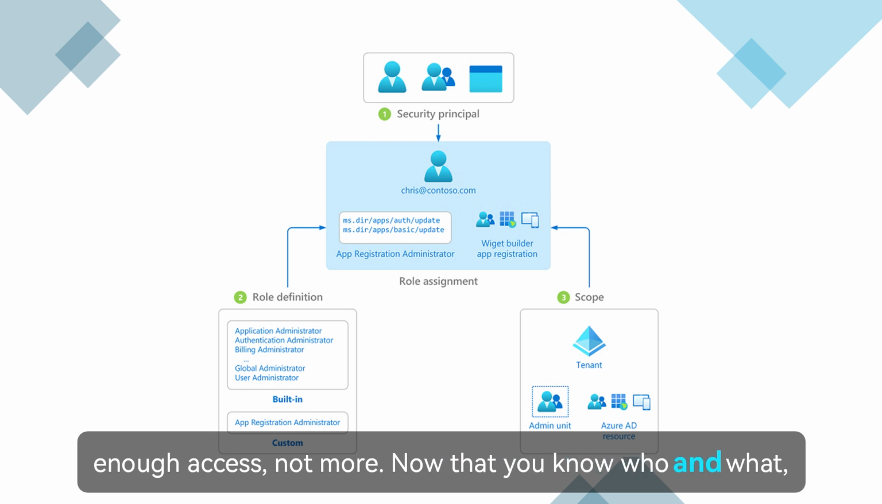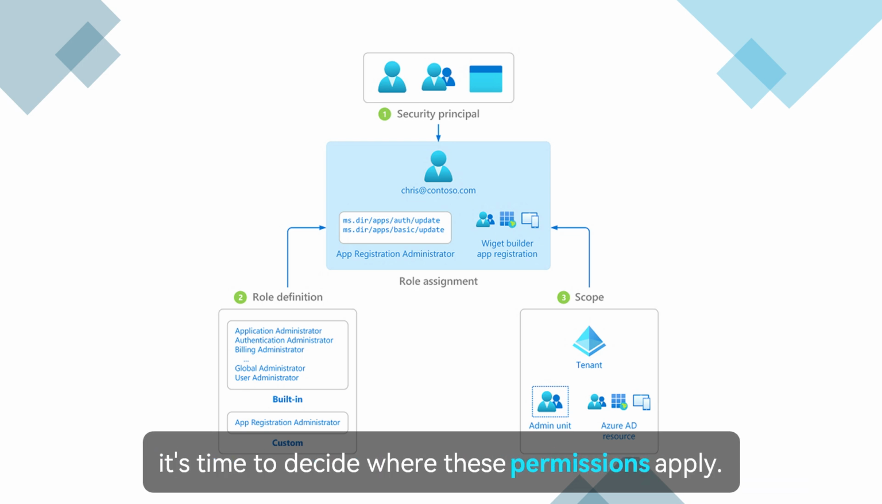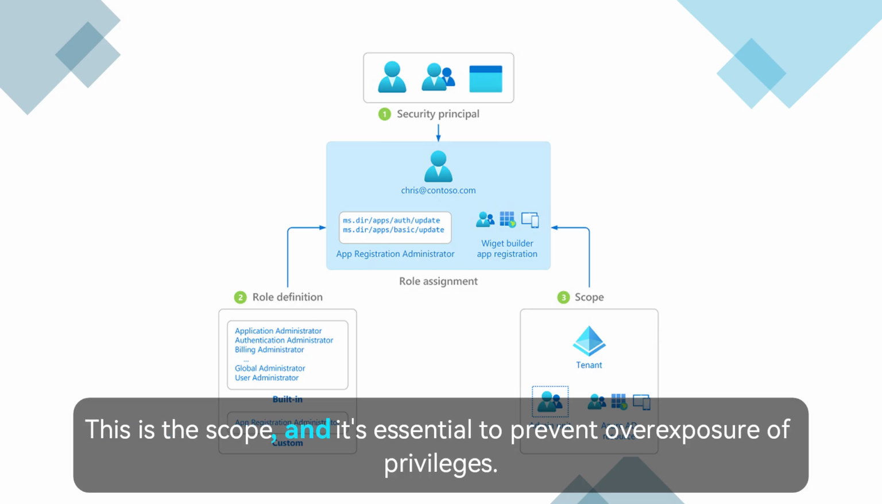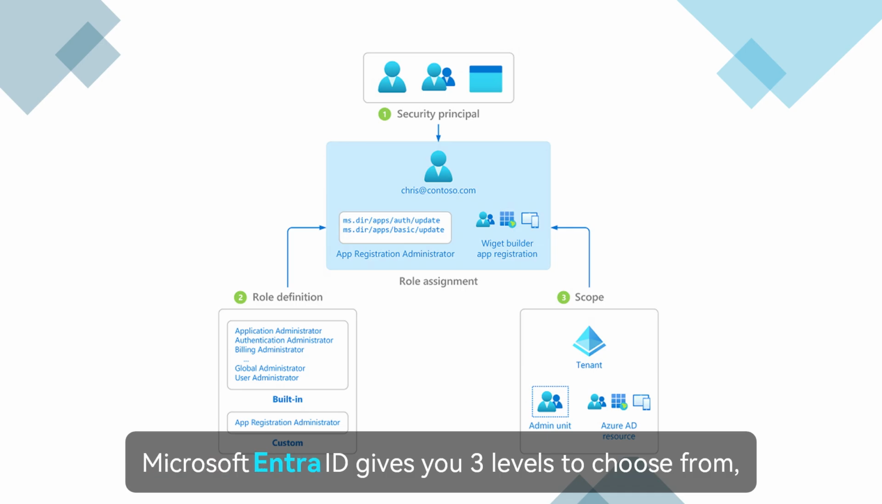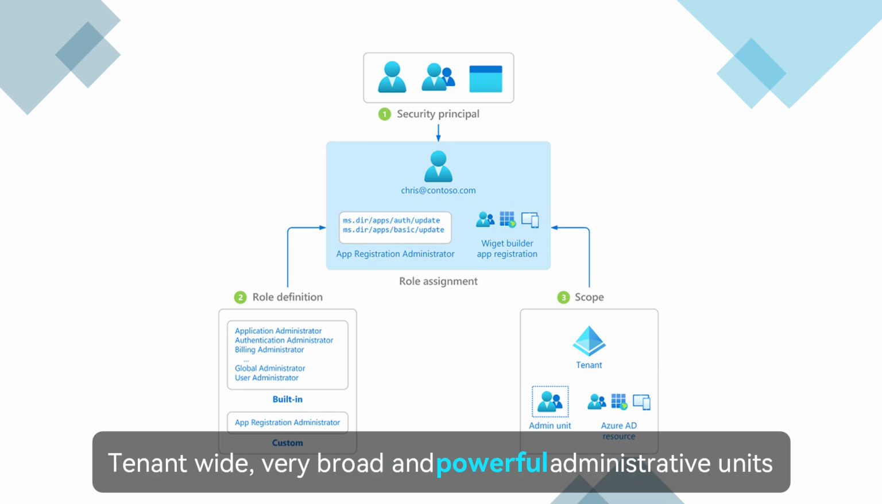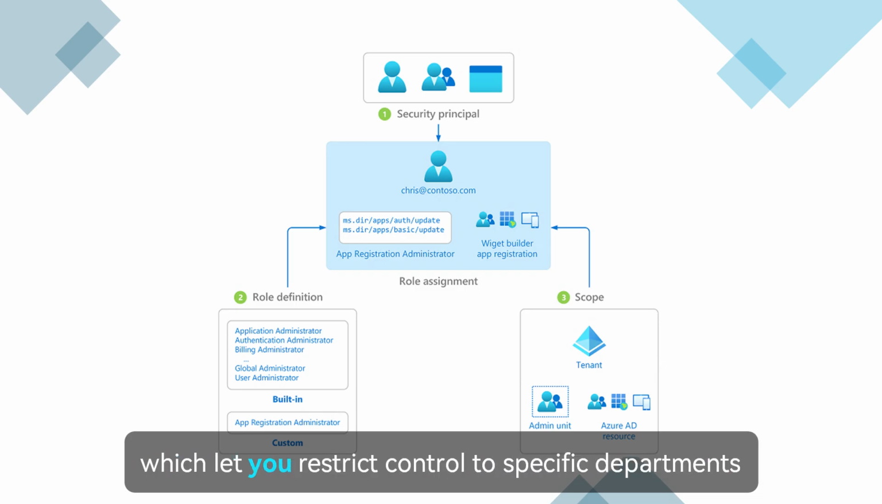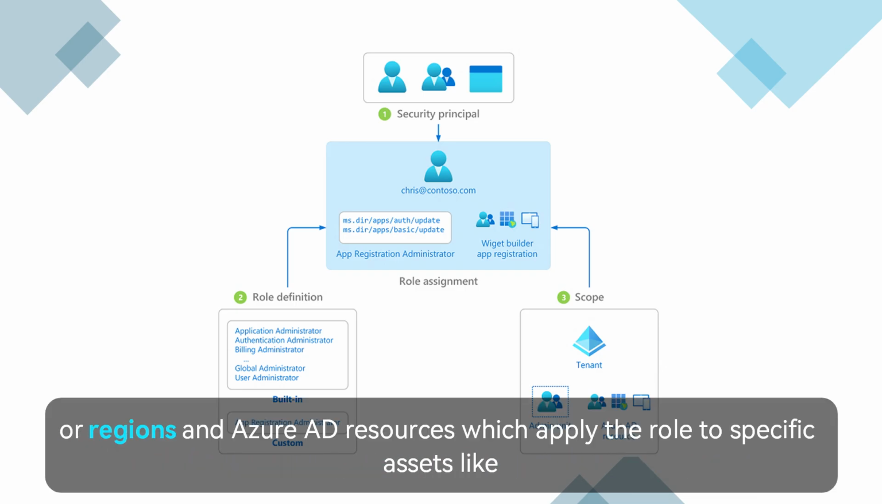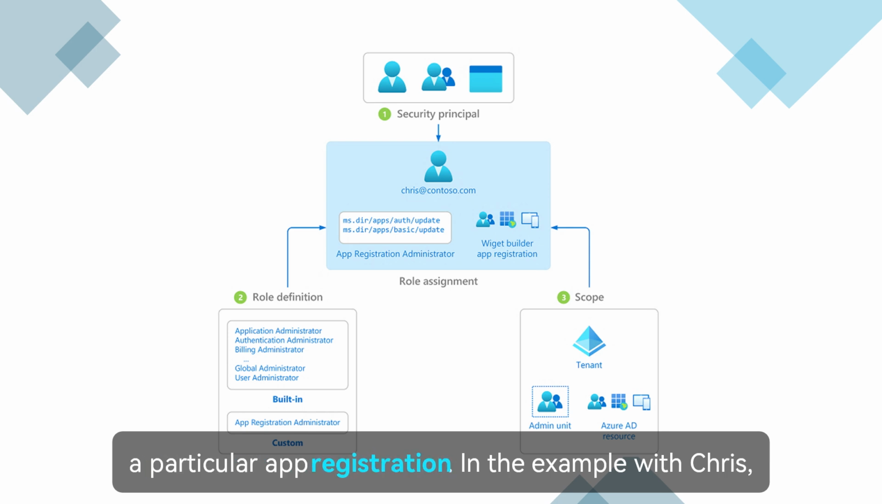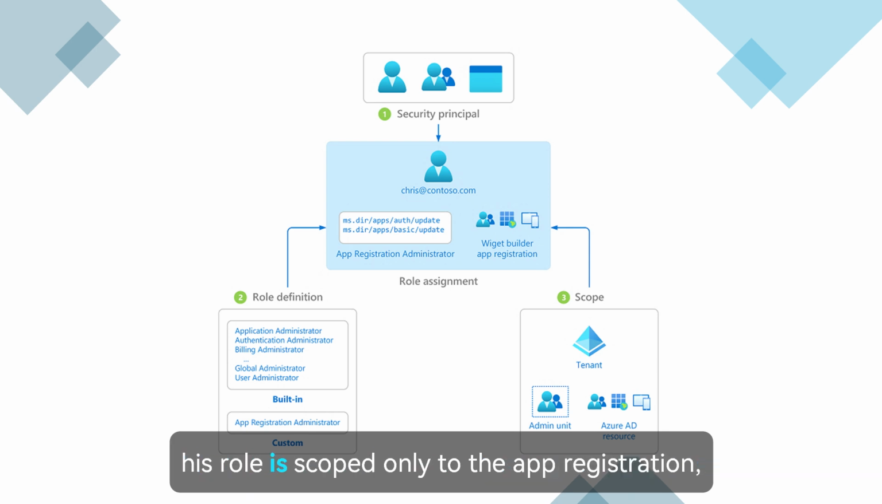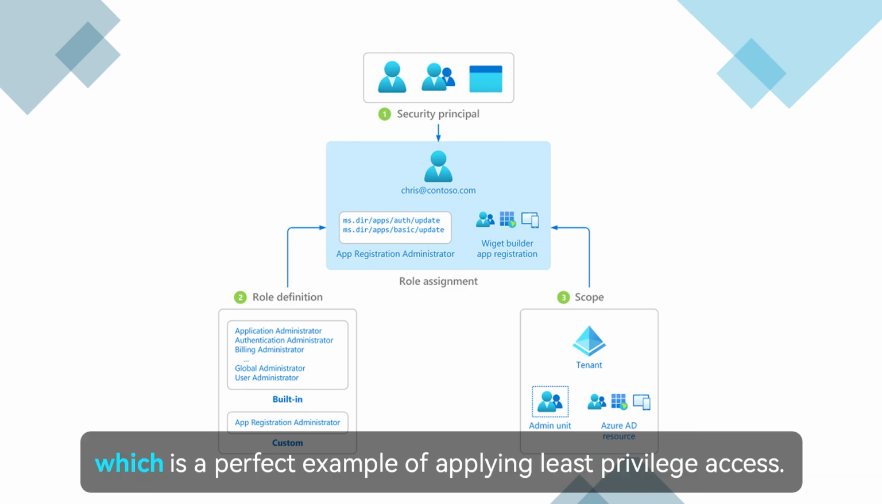Now that you know who and what, it's time to decide where these permissions apply. This is the scope, and it's essential to prevent overexposure of privileges. Microsoft Entra ID gives you three levels to choose from: tenant-wide, very broad and powerful; administrative units, which let you restrict control to specific departments or regions; and Azure AD resources, which apply the role to specific assets, like a particular app registration. In the example with Chris, his role is scoped only to the app registration, which is a perfect example of applying least privilege access.